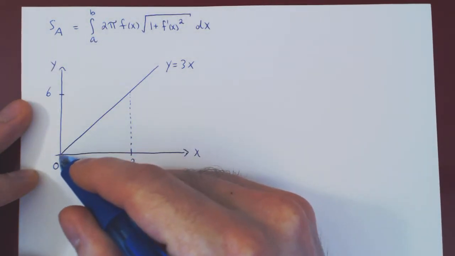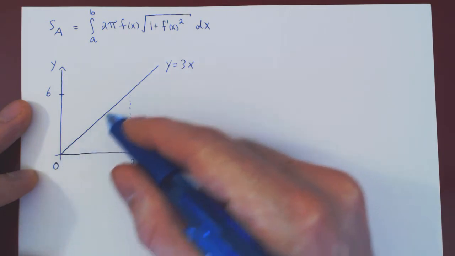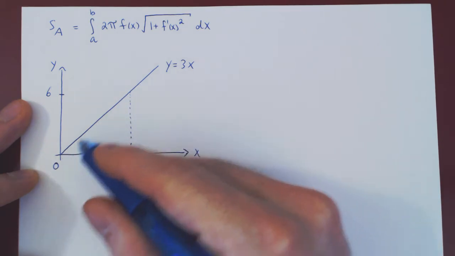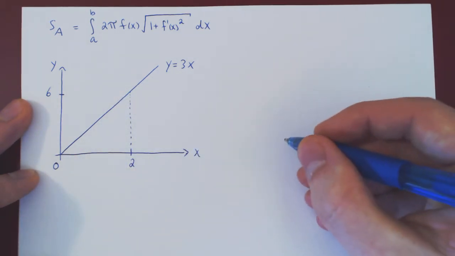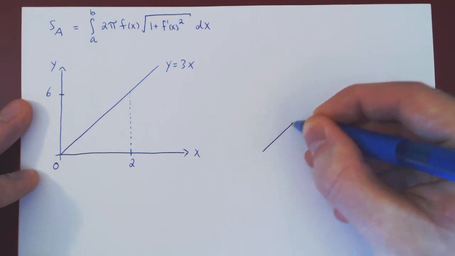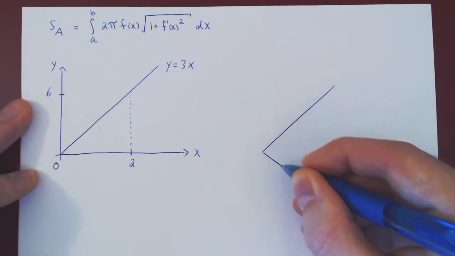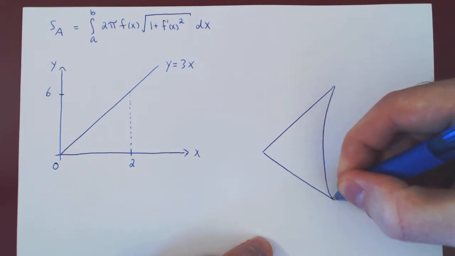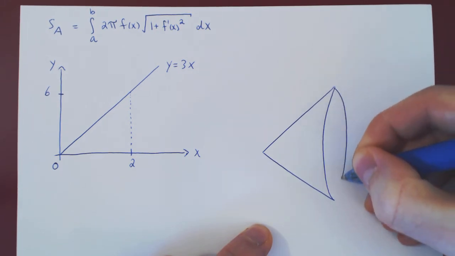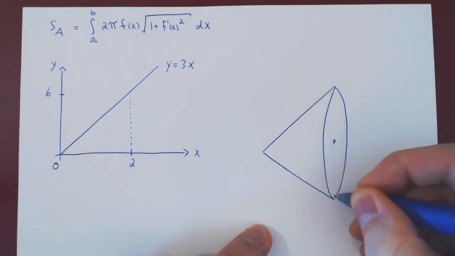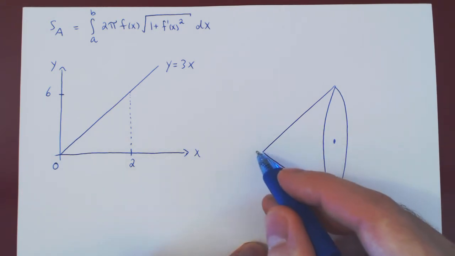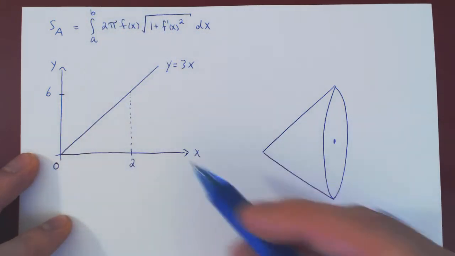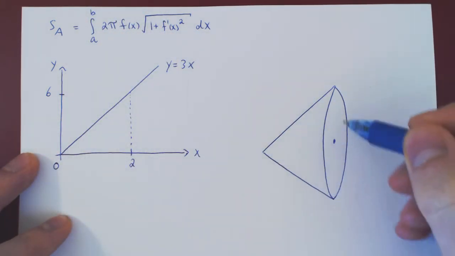And now, as we revolve this portion of the curve about the x-axis, we will of course generate a cone, as the curve is a straight line segment. And of course the x-axis goes through the center of this cone. So now we're going to find with this formula the surface area of the cone, but only of the outer shell, not of the base, right?